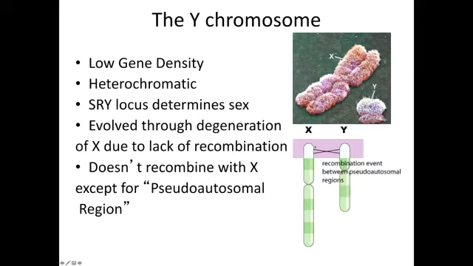But aside from that region at the very tip, the rest of the X and the Y don't recombine. Now there's a couple interesting things to think about. First off, why is there maintained recombination in the pseudo-autosomal region?